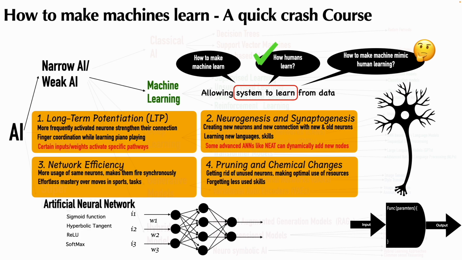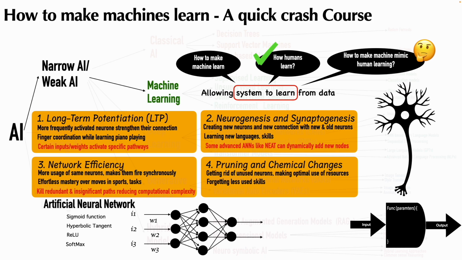Typically, in the lower end of the ANN, the architecture is frozen, but there are some advanced architectures where nodes can be added and removed dynamically. So once again, that mimics neurogenesis and synaptogenesis. And when you realize that there are certain insignificant or redundant paths which are not really contributing to the required result, then you basically kill those paths. This is nothing but a mimicking of network efficiency.